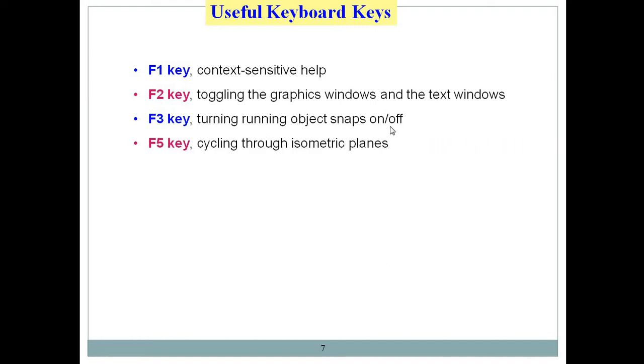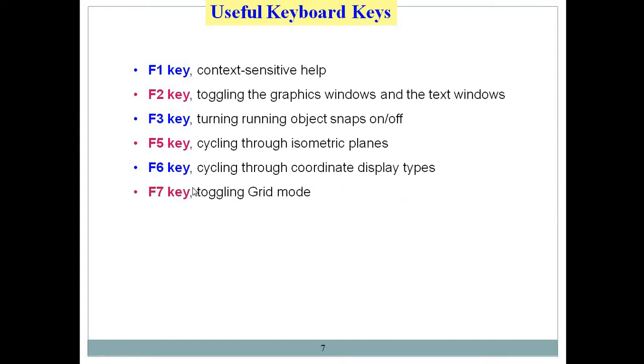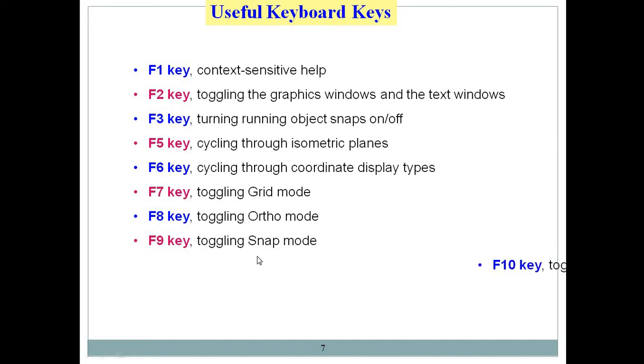Then the F5 key is used for isometric plane control. It cycles through isometric planes. This is the function of the F5 key. Then the F6 key cycles through the coordinate display. Then F7 toggles grid mode. Then F8 toggles ortho mode. Then the F9 key is used for toggling snap mode. Then the F10 key is used for toggling polar mode.